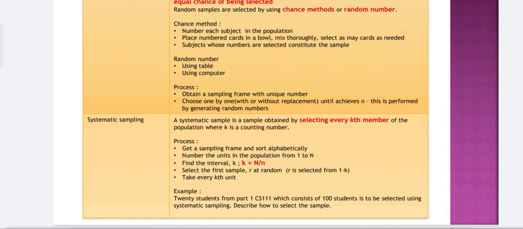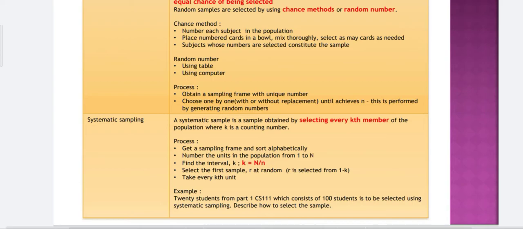K adalah capital N divide small n, which is the number of population, divide the number of sample. How many sample that we need to choose? It depends pada the researcher himself.